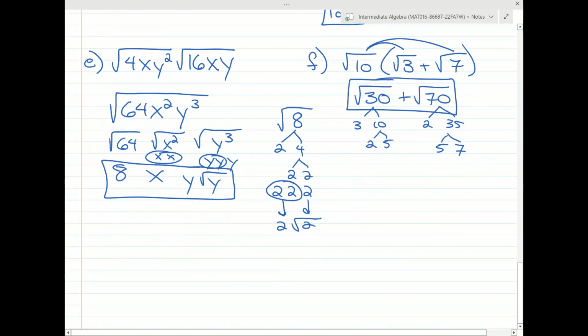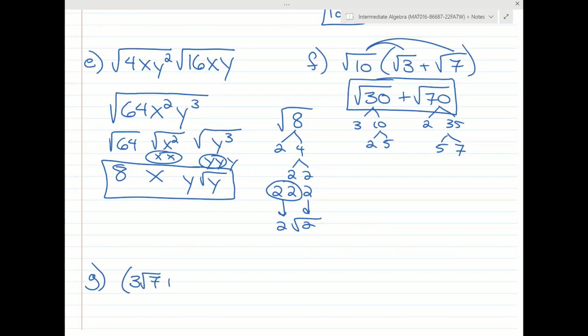Just like we could multiply one term by 2, we could also multiply 2 and 2. So like if we had 3 root 7 plus 1 times 2 root 7 minus 8.